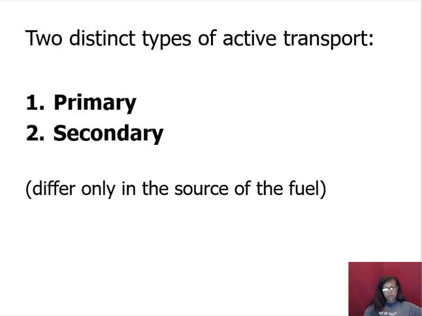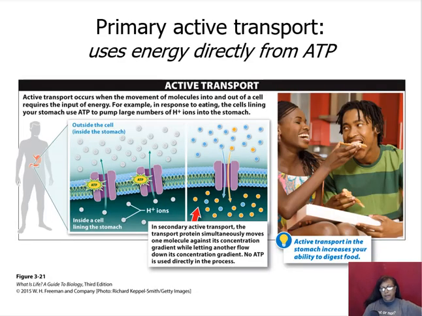You can't do it through osmosis or diffusion, okay? So there are two distinct types of active transport. There's primary and secondary, and they differ only in the source of fuel. I only want you to remember primary transport, okay? So primary active transport uses energy directly from ATP. I have been known to put this image, which I am going to blow up here so you can see better.